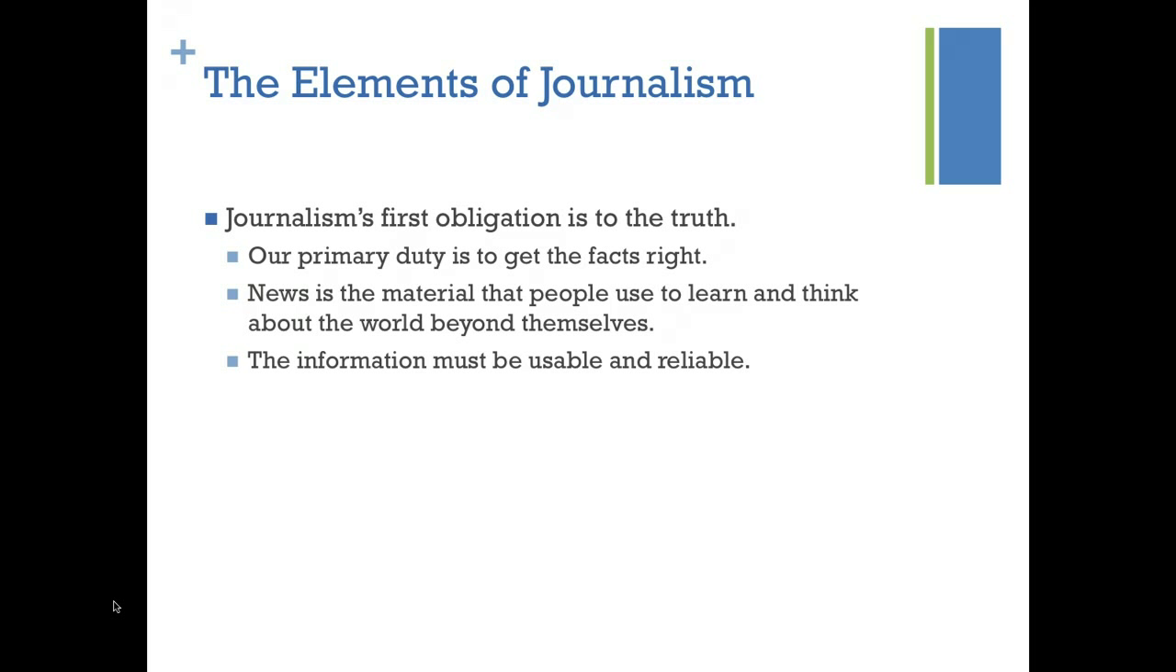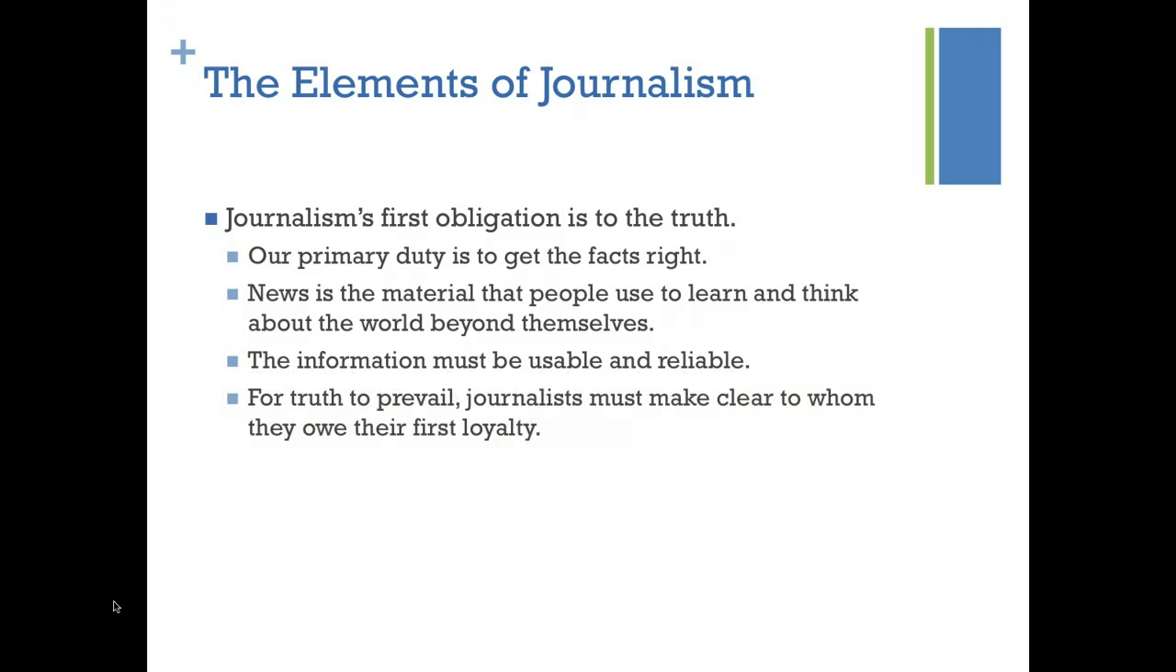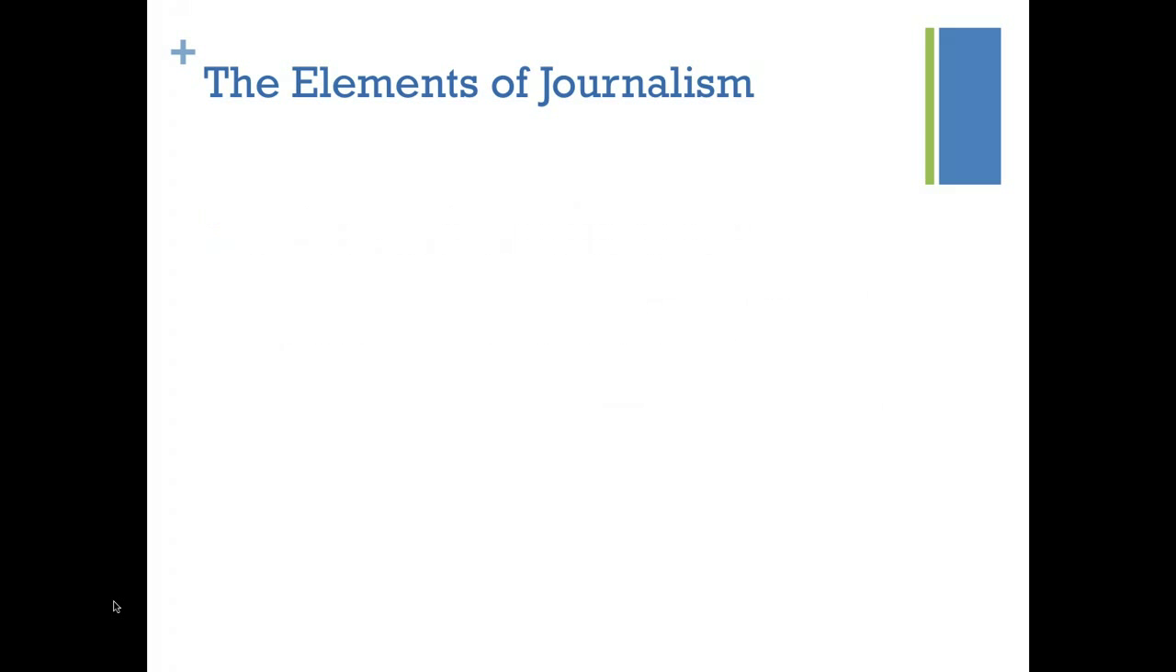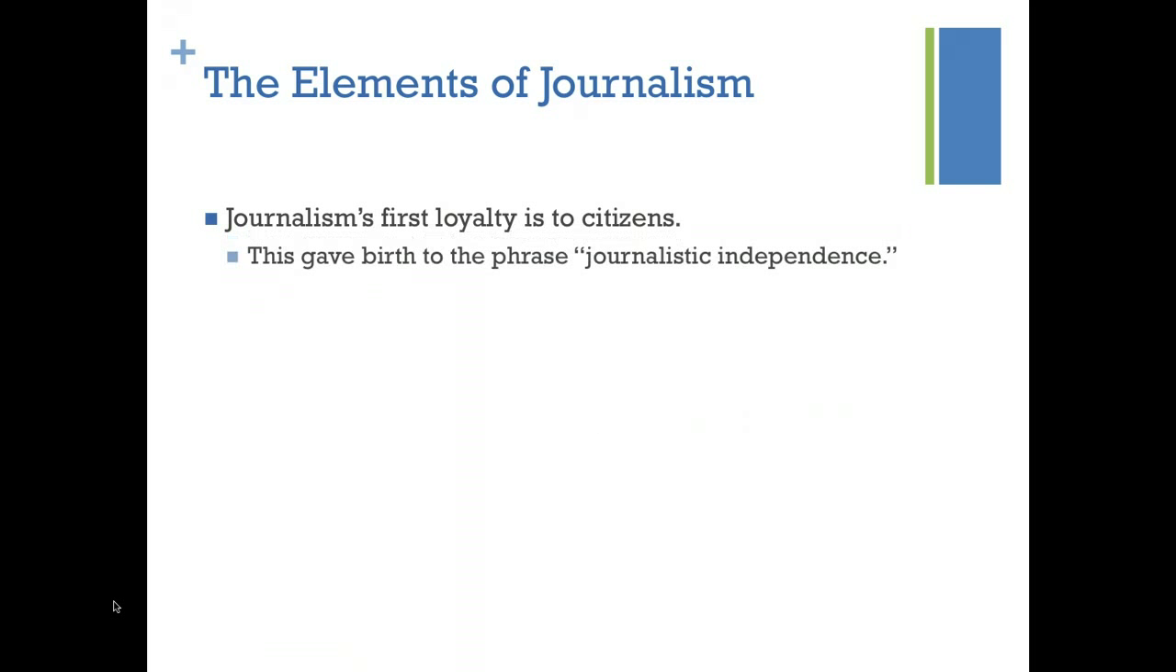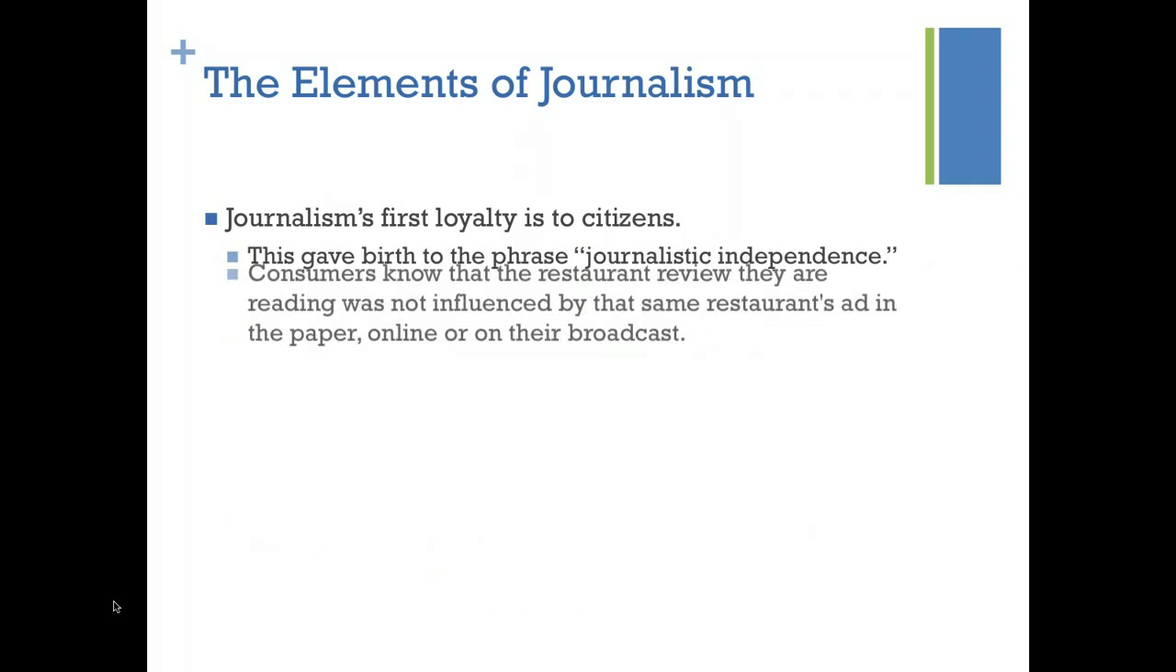In order for the truth to prevail, journalists must make clear to whom they owe their loyalty. We have an obligation to only a certain group of people, and we owe our first loyalty to those people. That would be the citizens of our community and the citizens of our society as well. This gave birth to a phrase. It's called journalistic independence. Now, what does journalistic independence mean?